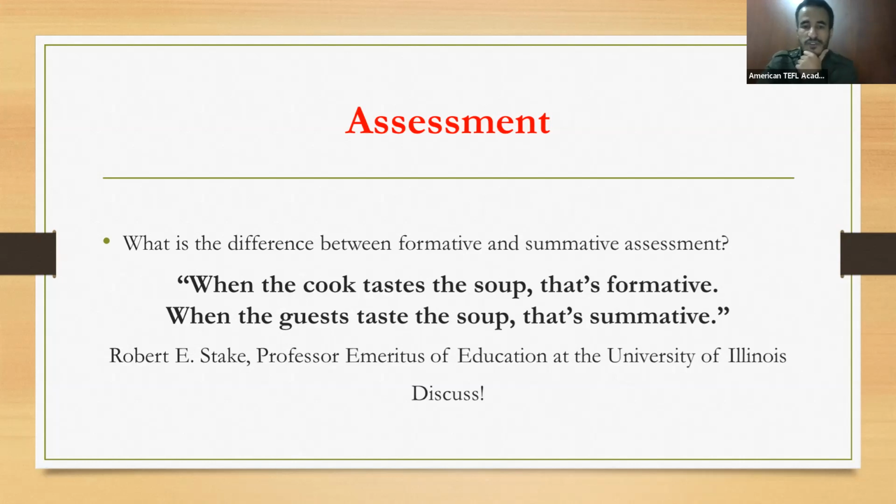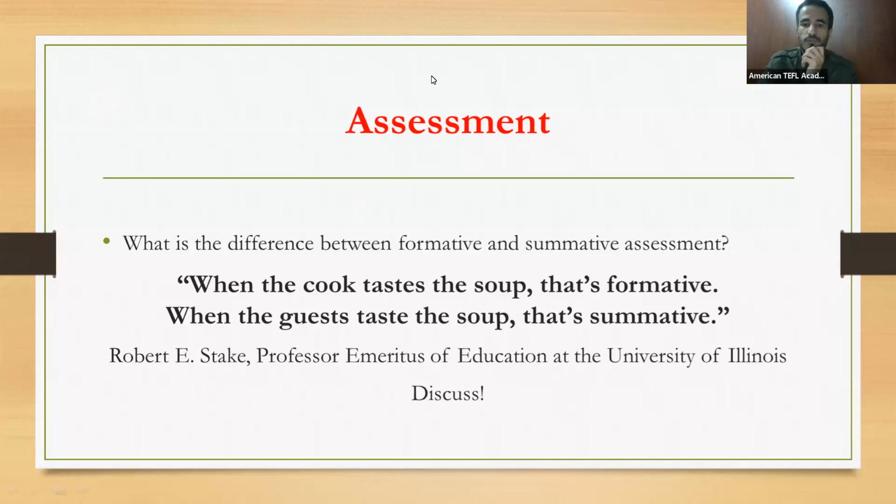And you now have to discuss. I would like to give you 3 minutes. What do you think we mean by, from this example, from this quote, when the cook tastes the soup, that's formative; when the guest tastes the soup, that's summative? My question: who tastes the soup first? Is he the guest or the cook? Can you please write in the chat box?